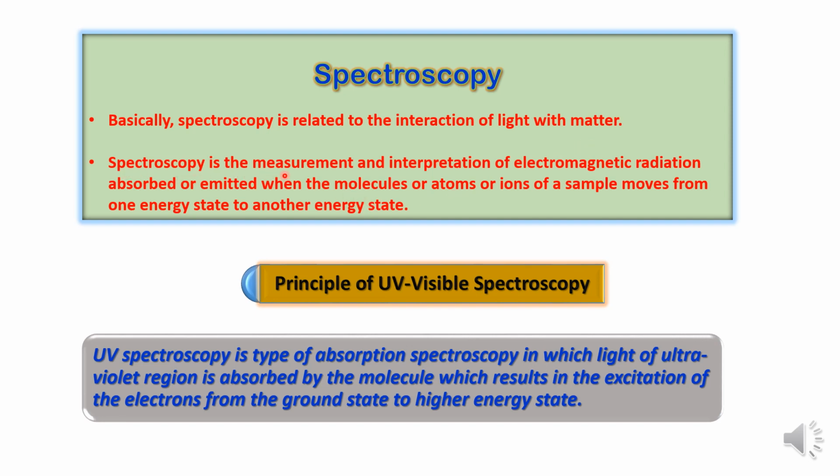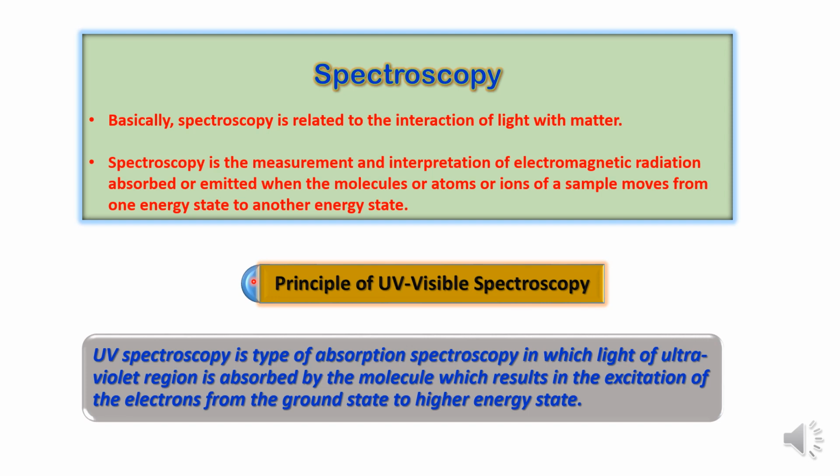Now in spectroscopy, there is measurement and interpretation of electromagnetic radiation absorbed or emitted when the molecules or atoms or ions of a sample move from one energy state to another energy state. So when this electromagnetic radiation interacts with the matter, you get the spectra, and that spectra has to be analyzed, and after analysis you get the information about the structure of that compound.